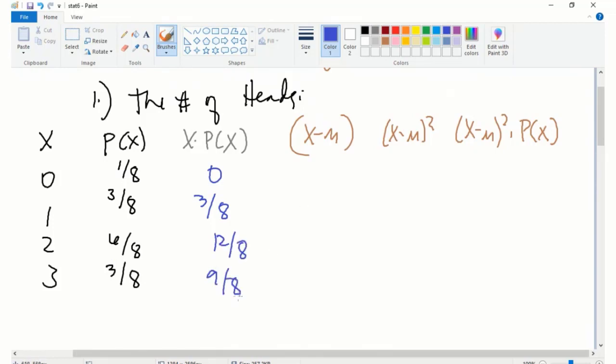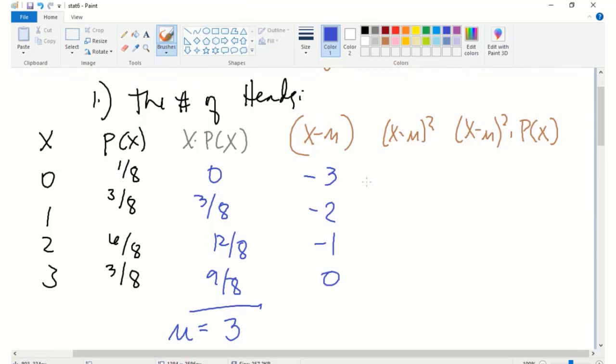Tapos, x minus mu, ay okay, sorry, i-add pala natin to guys para makuha natin yung mu. Okay, so mu now is equals to, let me use my calculator, 3 over 8 plus 6 over 8 plus 3 over 8, which is equals to 1.5. Okay, so ang ating mu ay 1.5. So, x minus mu, 0 minus 1.5 is negative 1.5. 1 minus 1.5 is negative 0.5. 2 minus 1.5 is 0.5. 3 minus 1.5 is 1.5.